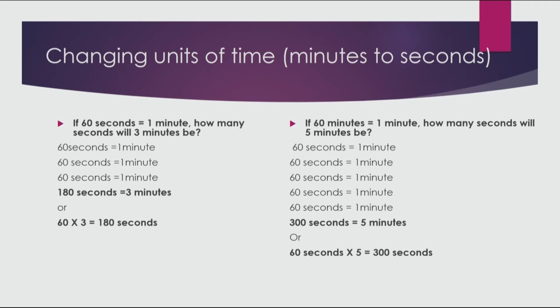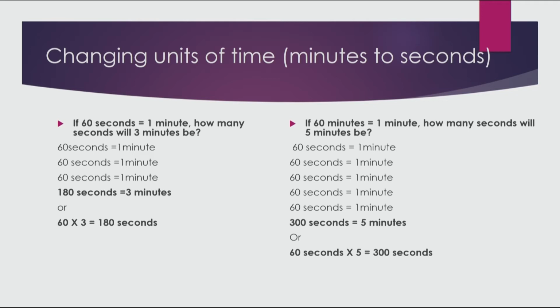Okay? And then, also there, on the other side, you list the 60s. 60 there, 60 there, 60 there, 60 there, 60 there. And then you count them. So you say 60 plus 60, you get 120. 120 plus 60, it's 180. 180 plus 60, you get 240. 240 plus the last 60, you get 300 seconds.